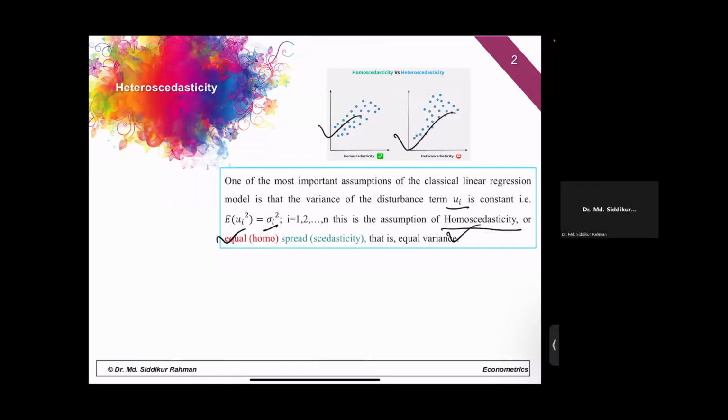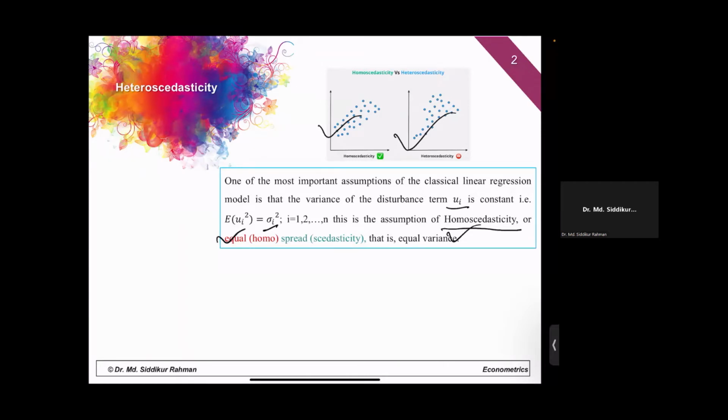So one of the most important assumptions of the classical linear regression model is that the variance of the disturbance term is constant. This assumption is called homoskedasticity, meaning equal variance. Homo means equal, and skedasticity means spread. So homoskedasticity means the equal variance of the disturbance term or error term in a regression model. This is one of the most important assumptions of the classical linear regression model. What happens if this assumption is violated?